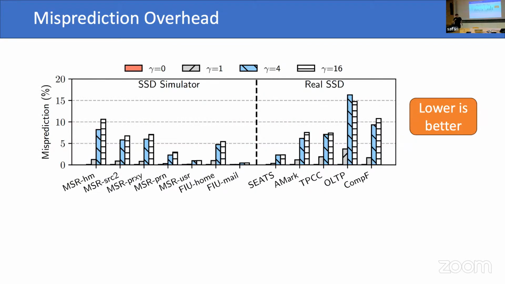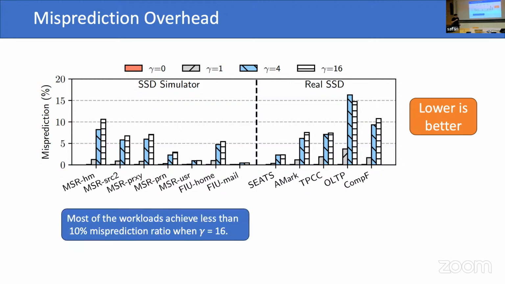Then, since sometimes you have misprediction, we need to check how many times we actually have them. So this is a graph divided by the simulator and the real SSD. Basically, the lower the better, because the higher we go, the more misprediction we have. We could see that on the real SSDs, we have some cases in which the misprediction is really high. So maybe in those cases, use a lower gamma or even gamma equal to 0.